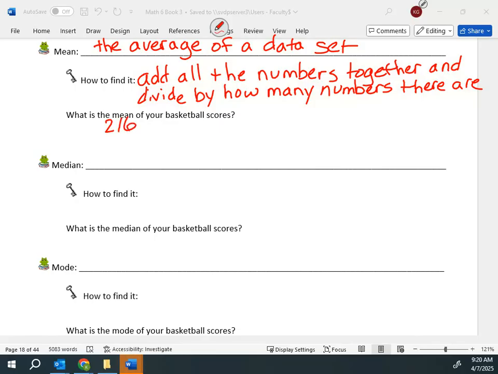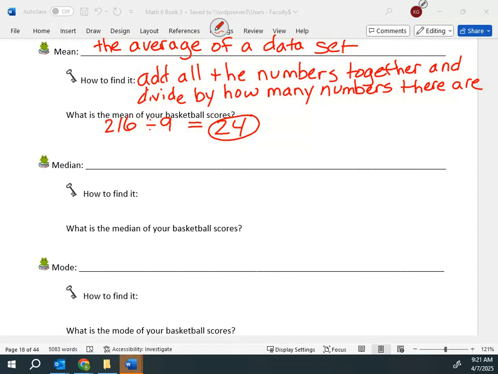So adding them all together is 216, but that is not our average, right? Our numbers were in the 20s. We don't want 216. What do I have to do, Maddie? Divide by 9. Divide by 9 because there were 9 scores that I added together. What is 216 divided by 9? Sarah? 24. 24. So my mean for my basketball scores is 24. That is the average number.